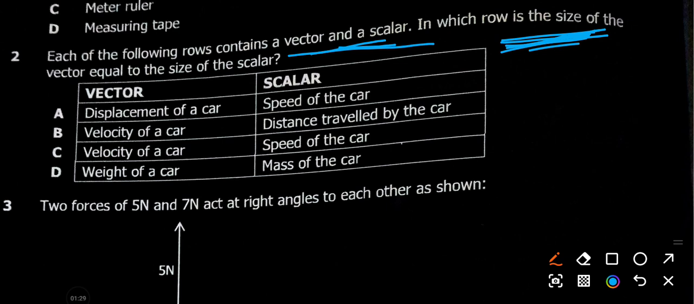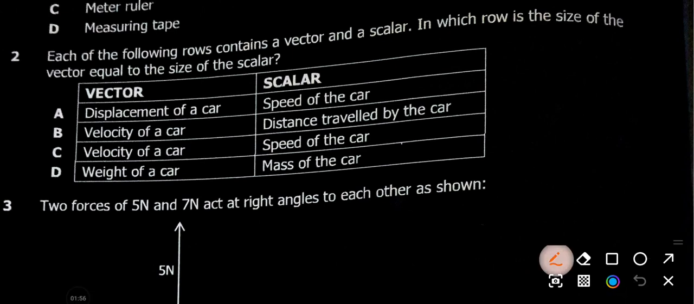The vector is given as displacement of a car. Yes, displacement is a vector and speed is a scalar. However, the magnitude, or rather the size, of displacement and speed are not the same. Okay, so in this case, option A is wrong.